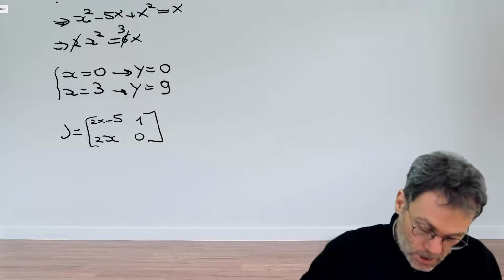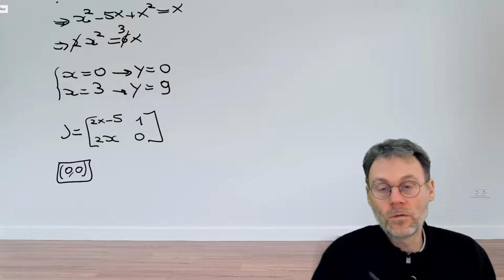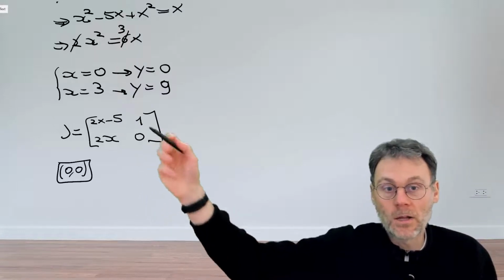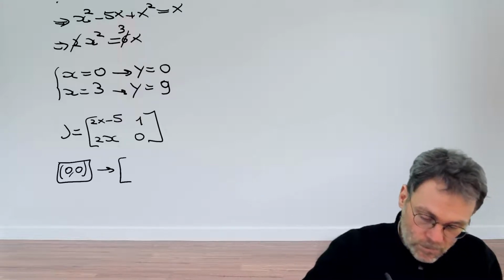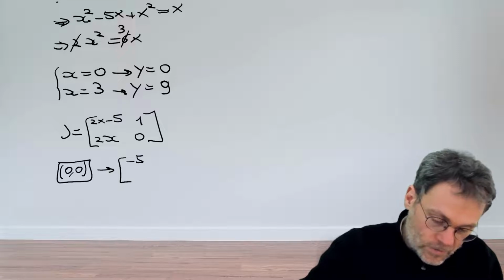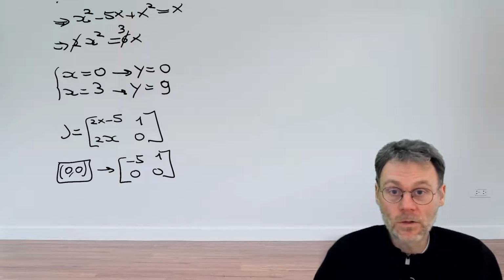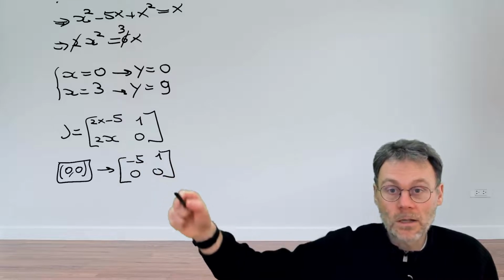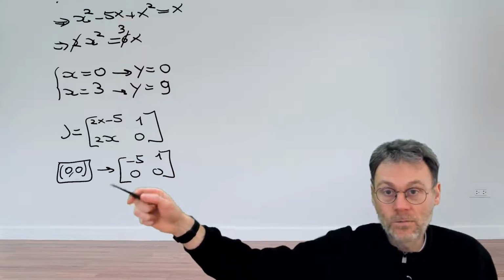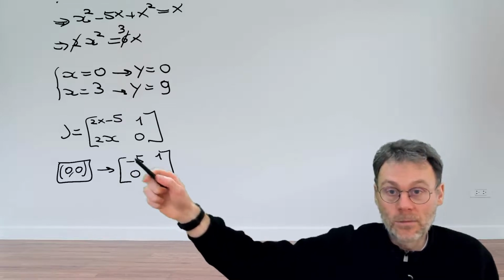Okay, let's look at the origin in terms of stability. So first of all, we need to fill out the origin in our Jacobian matrix. So in that case, the matrix becomes minus 5, 1, 0, 0. And the question is, what are the eigenvalues of this matrix? Now, if you have a triangular matrix like this, where you have a 0 over here below the diagonal, that means that the eigenvalues are just the diagonal elements.